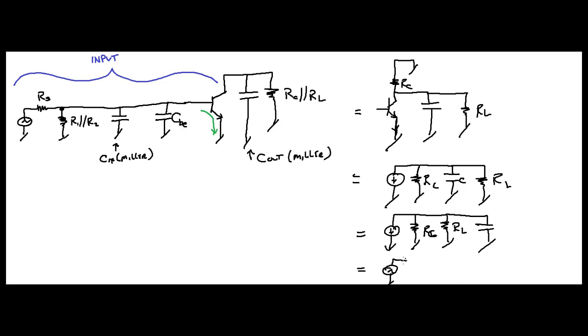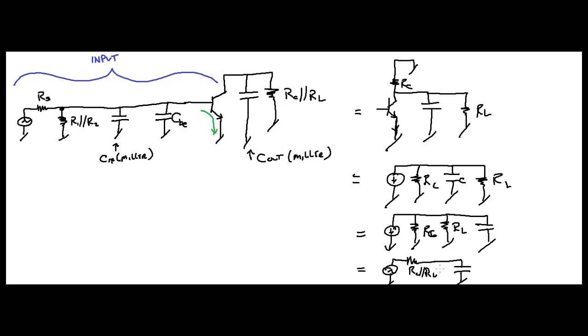Come out. You can then say this is equal to a resistance, which is RC in parallel with RL, and through this capacitance. All right. Now, this is really what you need to get your output capacitance.